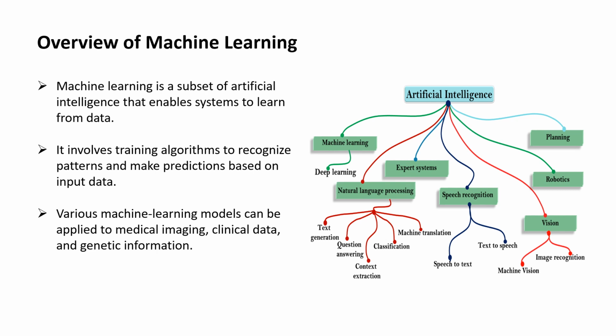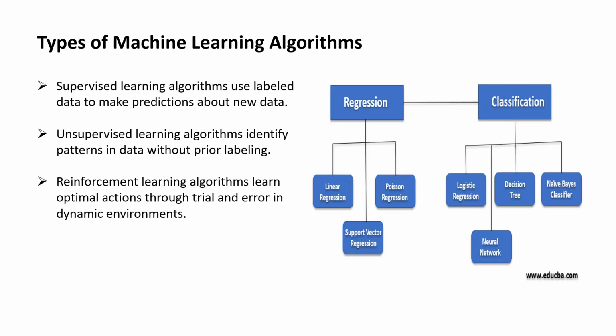Machine learning involves algorithms that recognize patterns to make predictions based on the input data. Here it shows seven types of machine learning parts: machine learning, natural language processing, expert systems, speech recognition, vision, robotics, and planning. In the next slide, types of machine learning algorithms.